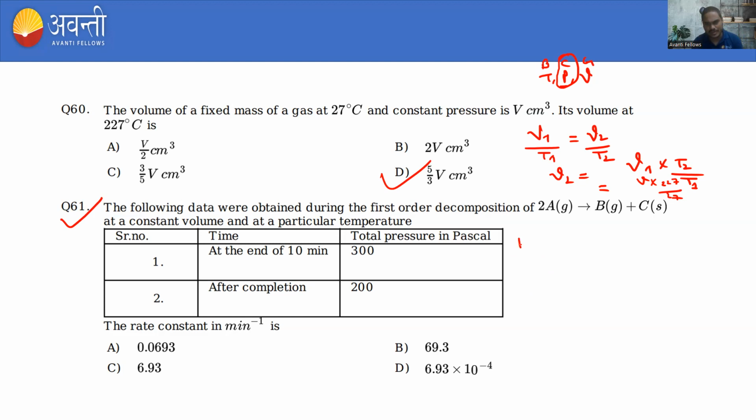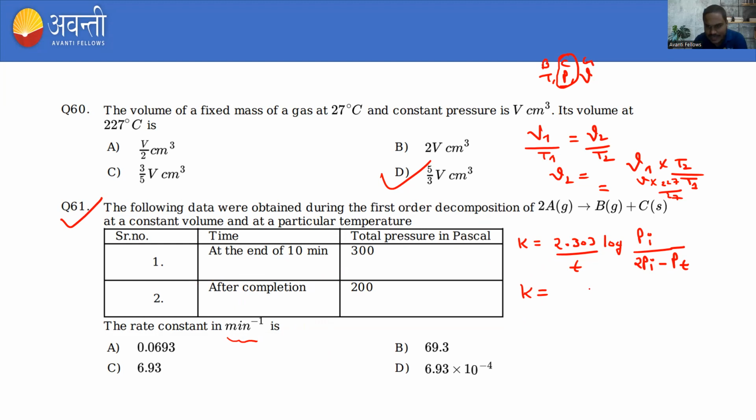We know how to calculate the rate constant, that is k is equal to 2.303 divided by t, and this is log, and this is Pi upon 2Pi minus Pt, right? This formula you need to remember. So let us calculate the rate constant at t is equal to 10 minutes, right? You need to calculate the rate constant in minutes.